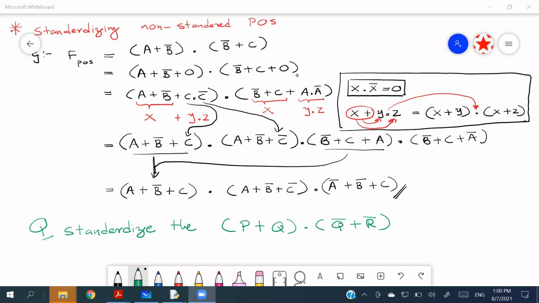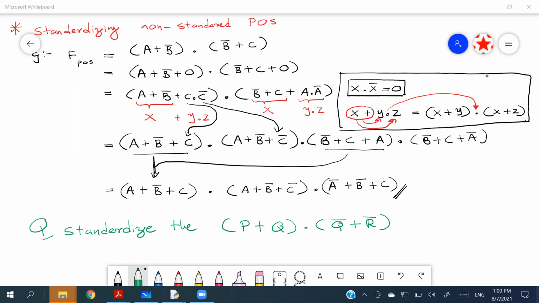So that is the way that you are going to standardize the non-standard SOPs and POS. So remember the techniques. I'm not going to do a lot of questions regarding this, since it is given less focus in the syllabus. So let's move to the other part.